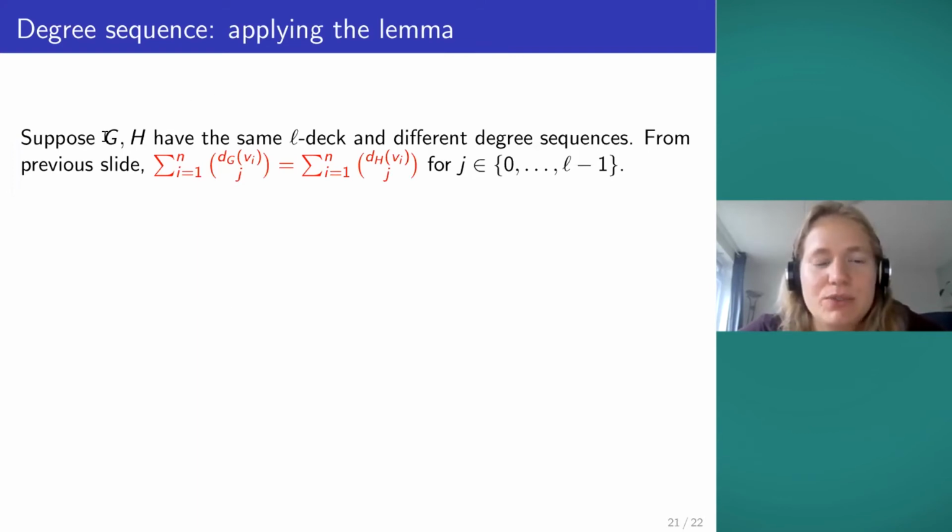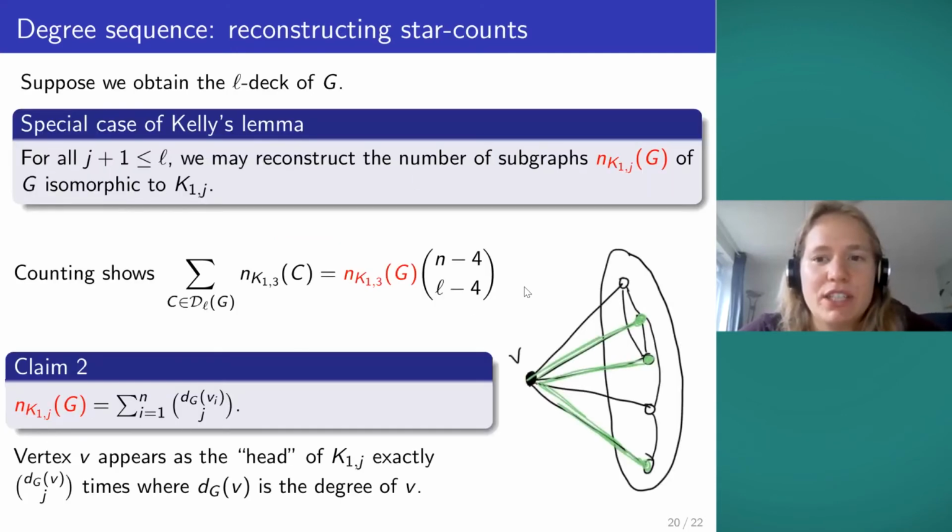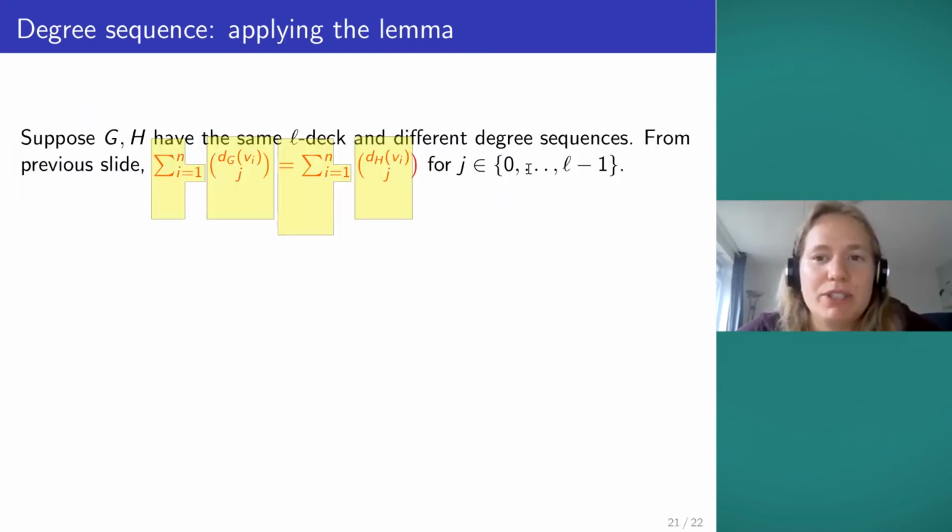So this is just repeated here. If we know that 2 vertices have the same LDEC, then it must be the case that these binomial sums are all equal for all the values for which we can reconstruct the star counts. When can we reconstruct the star counts? Well, we need the star to fit on the card. So we can do it as long as the star fits on the card. So that depends on L.